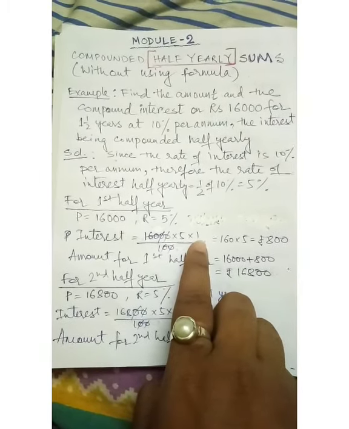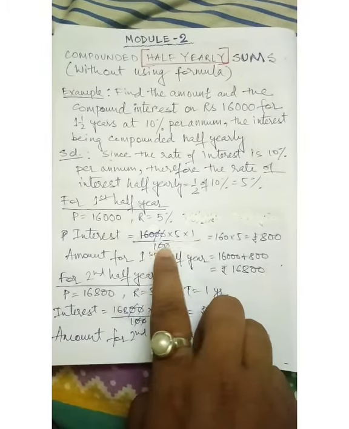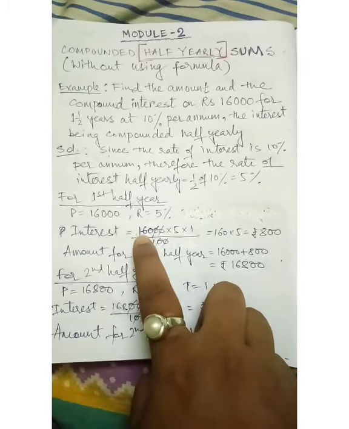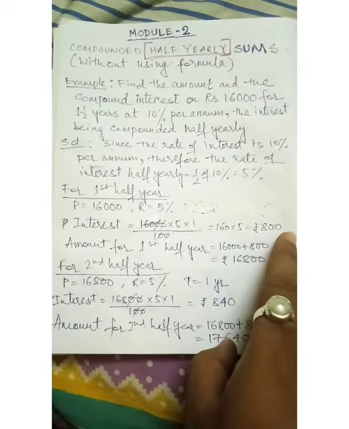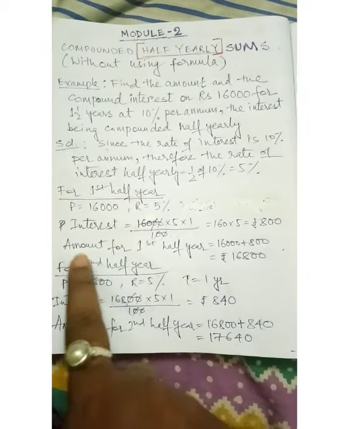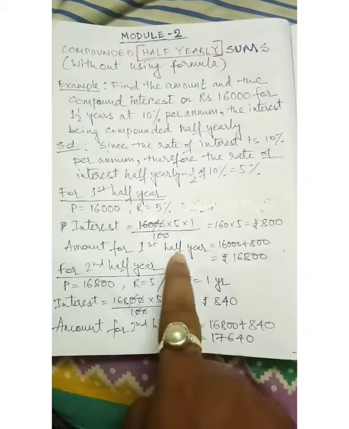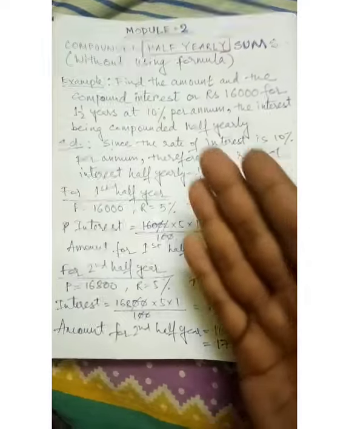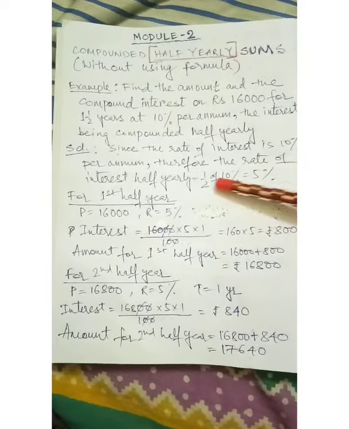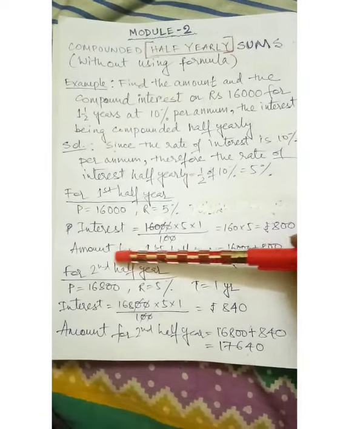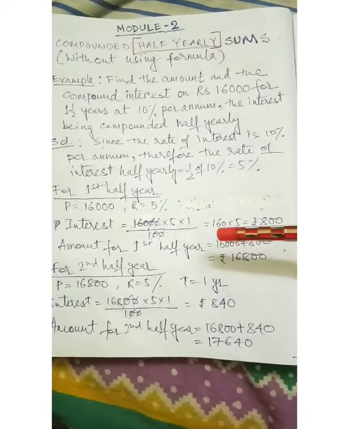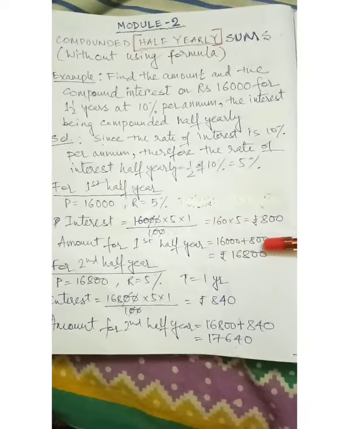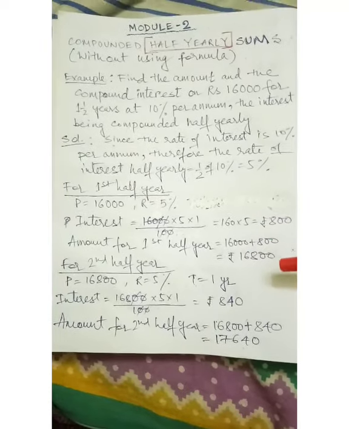T will be 1 year. The 0 and 0 are cancelling out, and we get 160 into 5, which is 800. Now the amount for the first half year: same as in the last sums, after finding the interest we find the amount. So for the first half year, 16,000 plus 800 is 16,800.